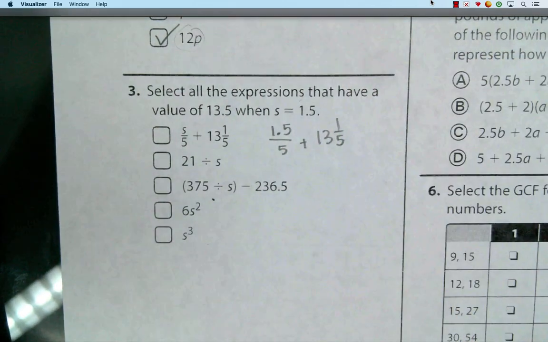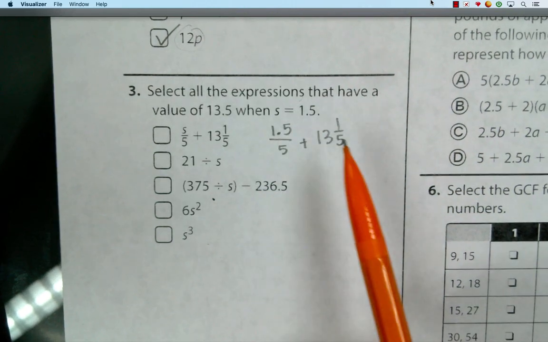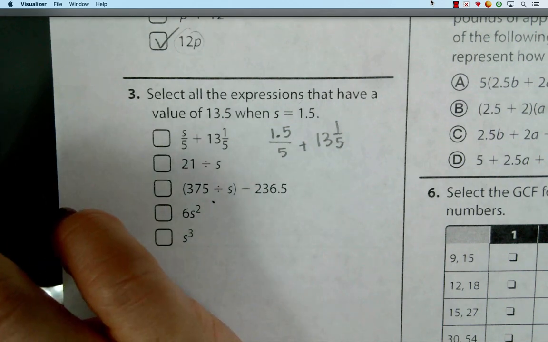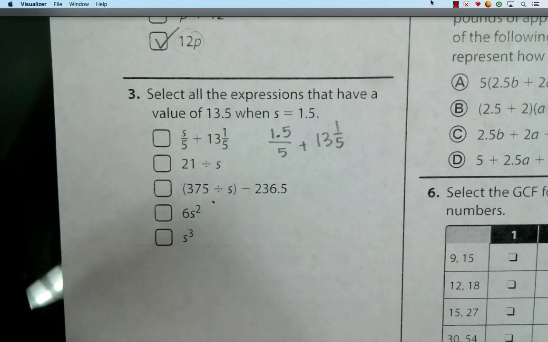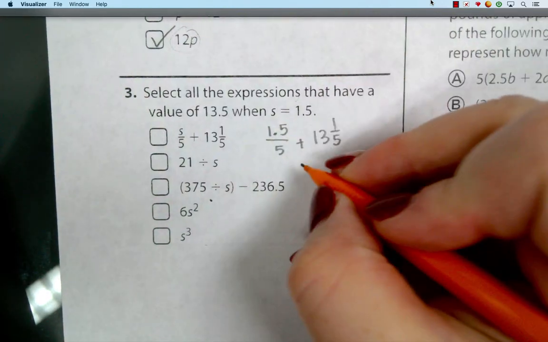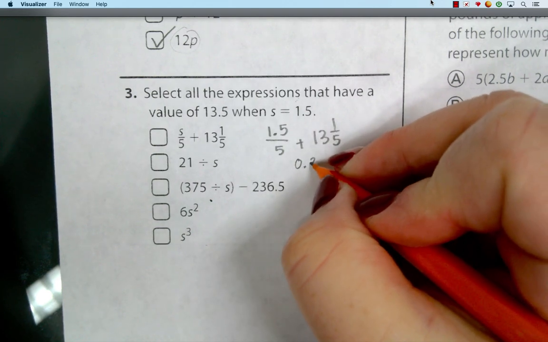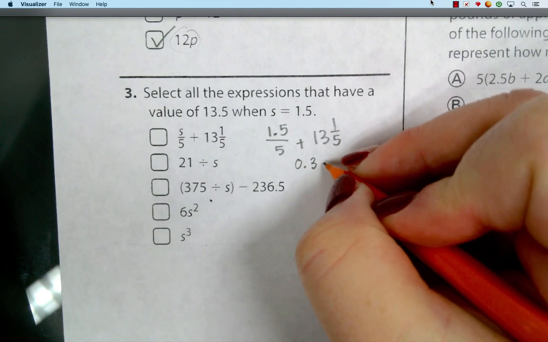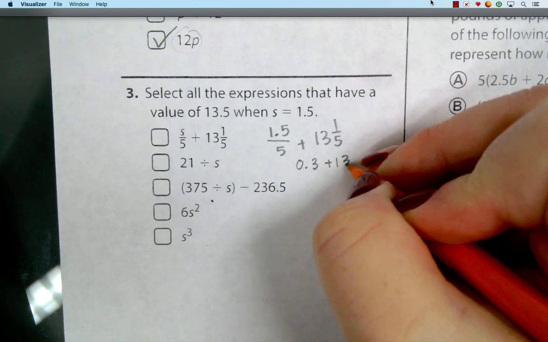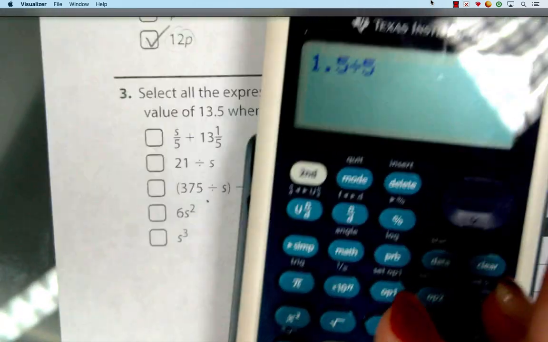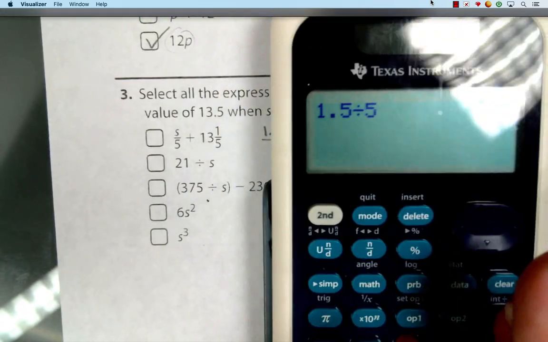So one thing we have to apply is our order of operations. So I'm going to put in my calculator first 1.5 divided by 5. And remember, don't just put it all in your calculator in one fell swoop and think your calculator is smarter than you, because it's not. So I have 0 and 3/10 plus 13 and 1/5.